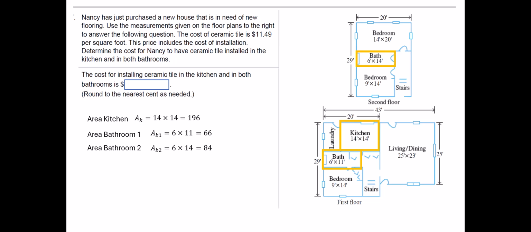is 84. Now first, we have to add the areas up, and that gives us 346 feet squared. The cost of the ceramic tile is $11.49 per square foot. That means we're going to take 346 times 11.49. And what's Nancy going to pay? $3,975.54.